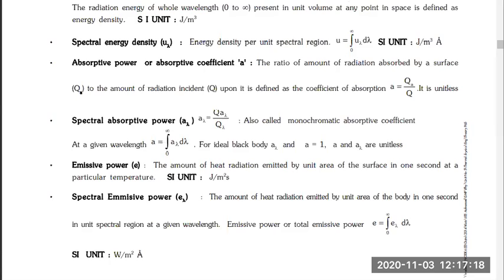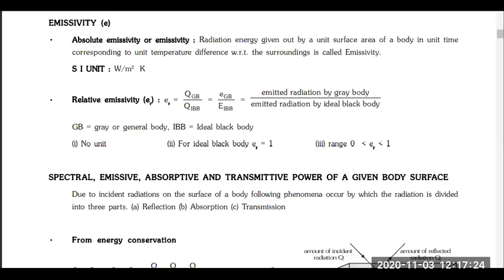Now, after that, we have a term which is emissivity. What is the meaning of emissivity? These terms you just have to remember. Emissivity is the radiation energy which is given out by unit surface area. Then we have relative emissivity, which is emitted radiation by any gray body divided by emitted radiation by an ideal black body. This is just theory that we have to study.